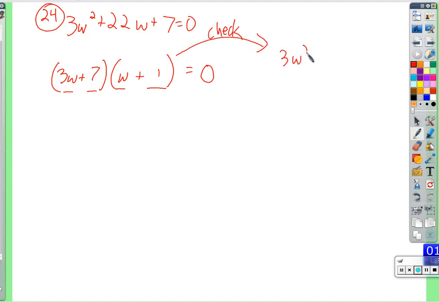Checking 3w squared. 3w times 1 is 3w. 7 times w is 7w. And 7 times 1 is 7. Now that's 3w squared plus 10w plus 7. That's wrong. So we're going to switch it. 7 there. 1 here. Multiply that out. 7 times 3w is 21w plus 1 times w is 22w. Checks out.